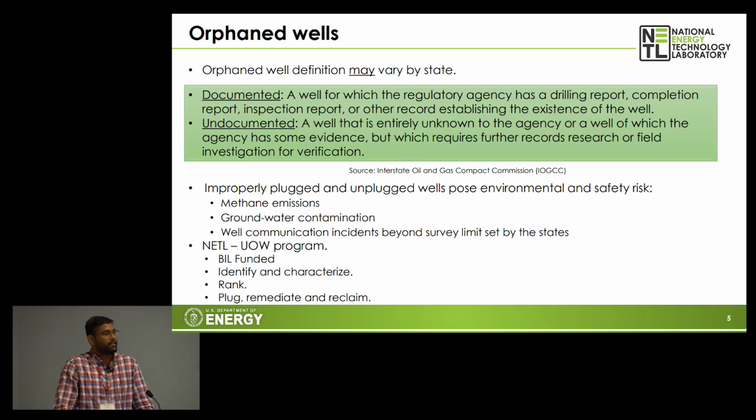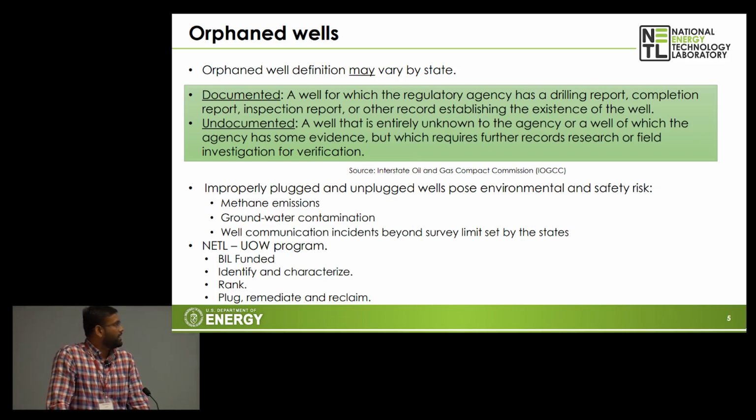It's a well that may or may not be in the database, but they don't know the history about whether it was drilled or whether it existed or not. According to IOGCC, orphan wells are defined as documented and undocumented. Documented means they have a record of the well being drilled, and it's been abandoned after that. Undocumented means that there's no record of the well being drilled, and at some point someone finds the well and, oh yeah, there's a well here.